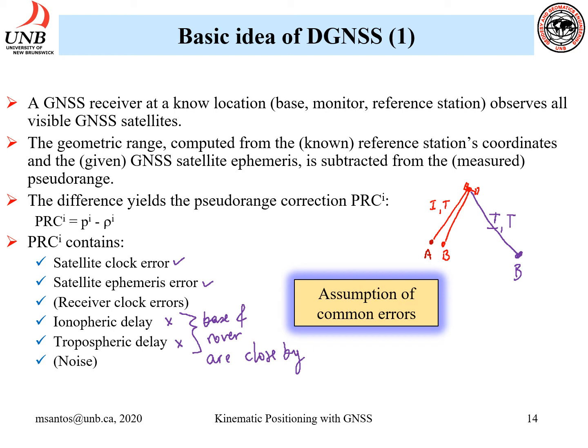Now there are things that are really not the same. For example, the receiver clock errors are just for receiver A. The noise is just for receiver A, so it's not for receiver B. So the assumption of common errors, which is a characteristic of DGNSS, is also a limitation.